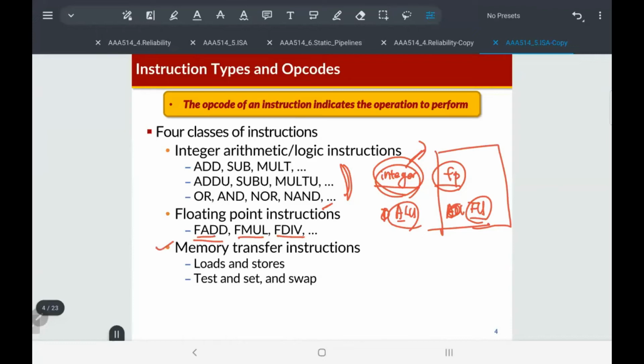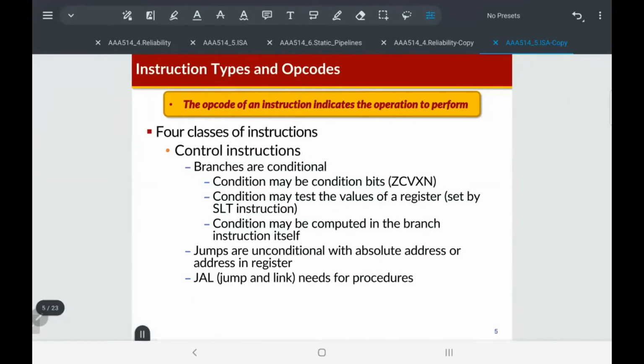Also for some atomic operations, we need to support the test-and-set or swap instructions. These instructions are used for some synchronization or some implementation of the barriers. Also, another class of instructions is control instructions.